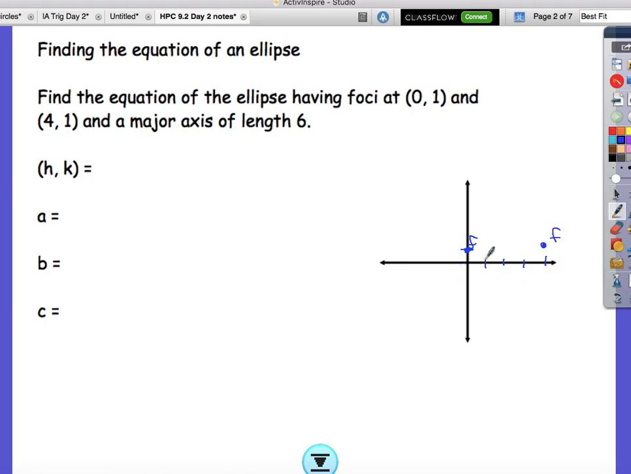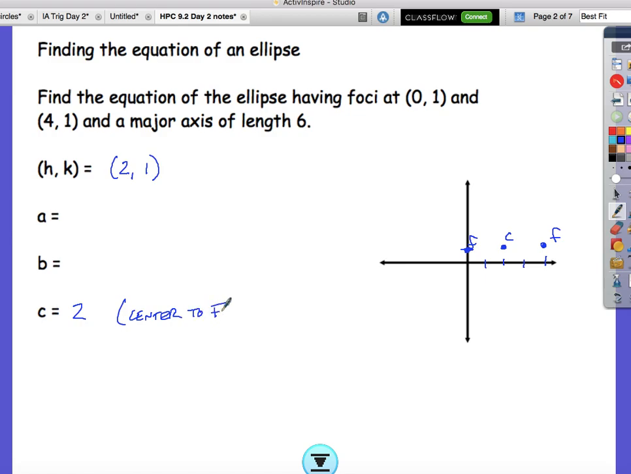Okay, so right off the bat, I know now where the center is because the center has to be between those two. So the center would be right here. So the center is at 2, 1. And the distance from the center to a focus is represented by the letter C. So center to focus is, I go over 2 in either direction. So C equals 2.